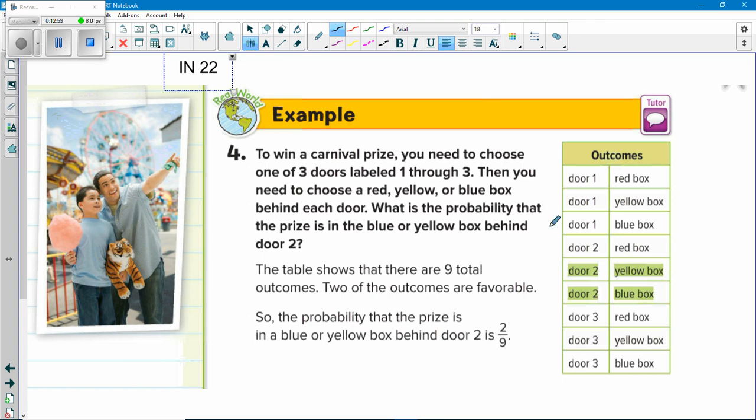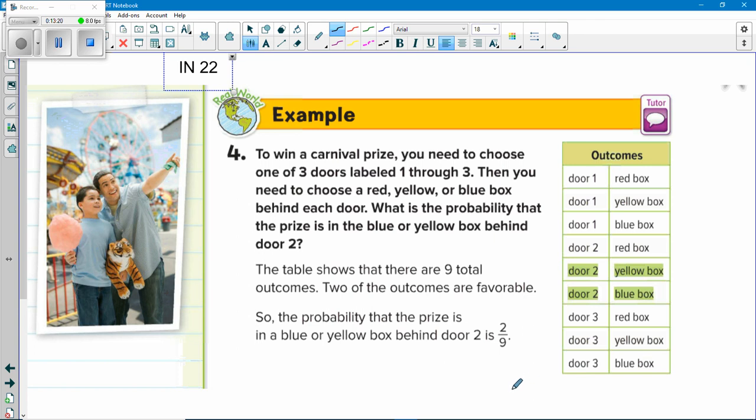So first, everything that can happen. They made a table this time. Door 1, red box. Door 1, yellow. Door 1, blue. Okay? Behind door 2, there's going to be a red box. Door 2 is going to have a yellow. Door 2 is going to have blue. Door 3 would have red. Door 3 would have yellow. Door 3 would have blue. So there's 9 different things.